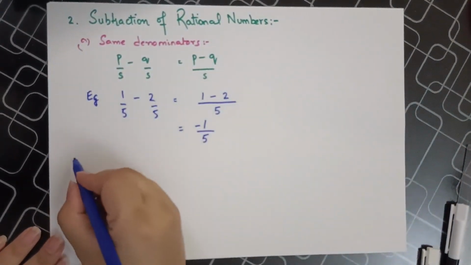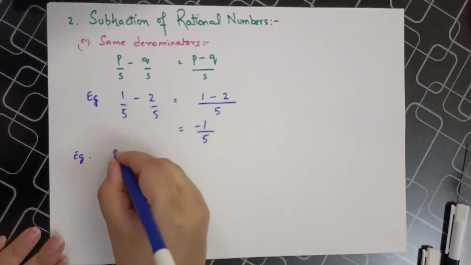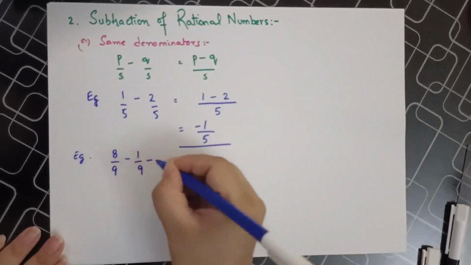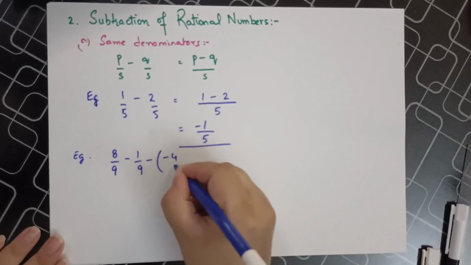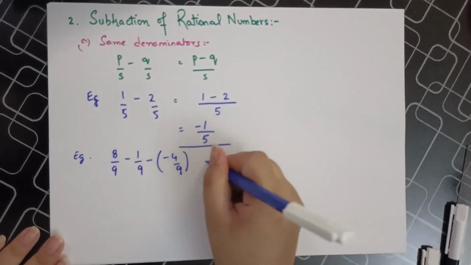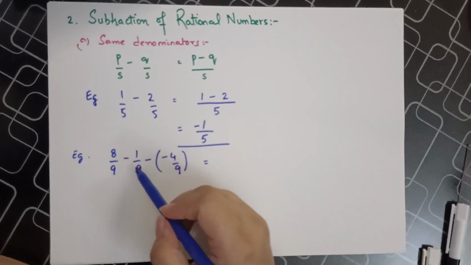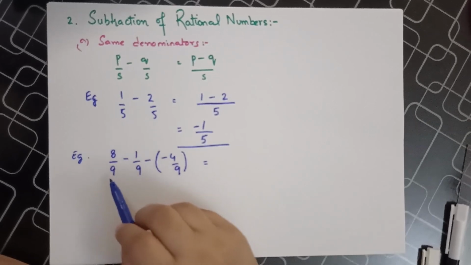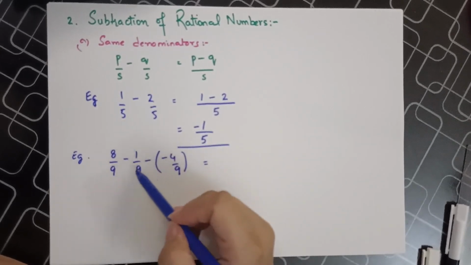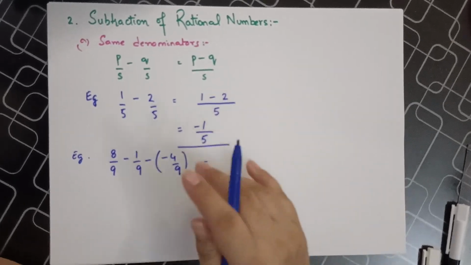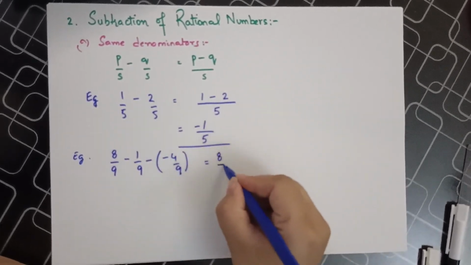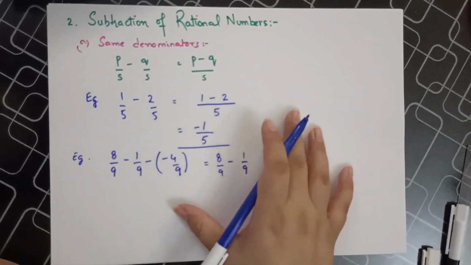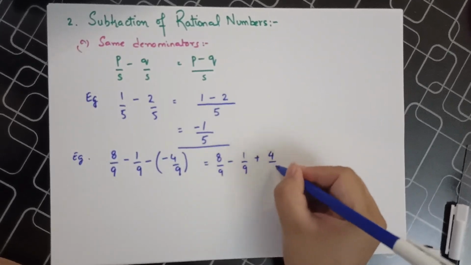Here we have three numbers: 8 upon 9 minus 1 upon 9 minus 4 upon 9. Here the first two were positive, but a subtraction is being performed between them. First we open the bracket. So it's 8 upon 9 minus 1 upon 9 minus, and when multiplied by minus it becomes positive, so it will be plus 4 upon 9.